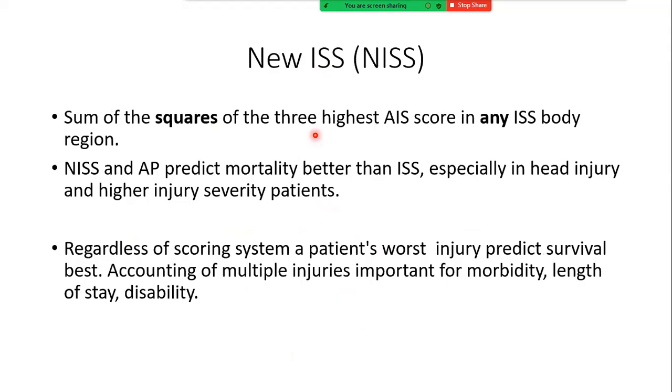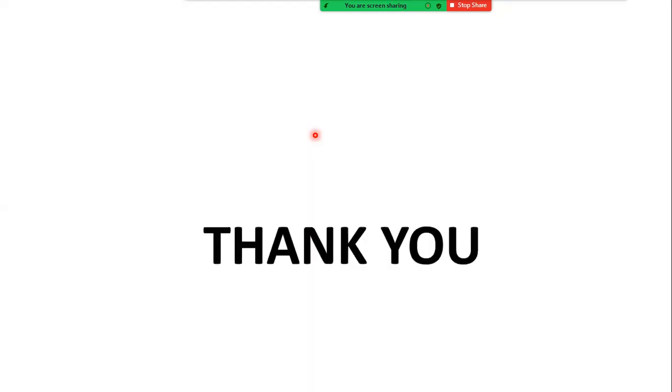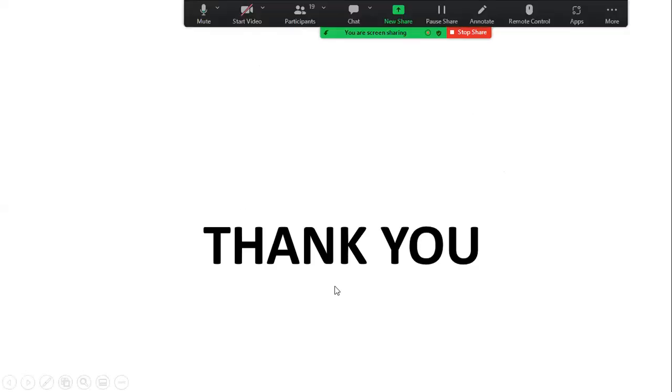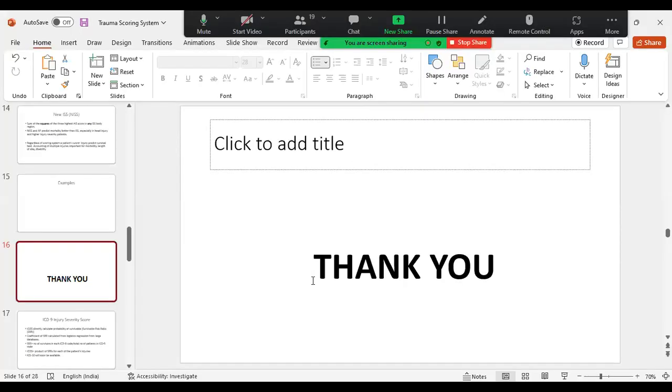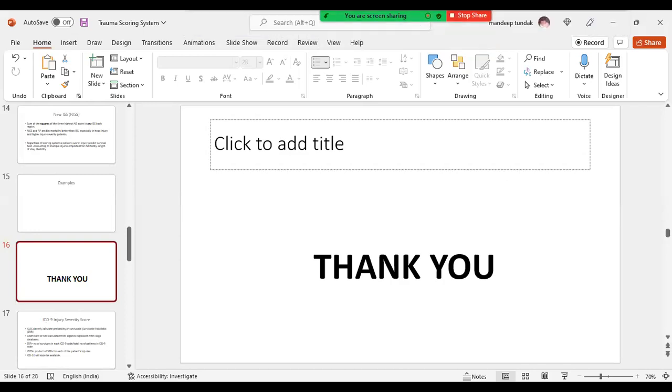In this, the anatomical body region score was used as ISS. Okay, I hope you have understood. This was the theory, and then we'll move to 5 practical examples, like how you have to give injury, how you have to grade each injury. I have a PDF for that, in which I have written for each injury how much score we are going to give. I will just share that PDF with you now.